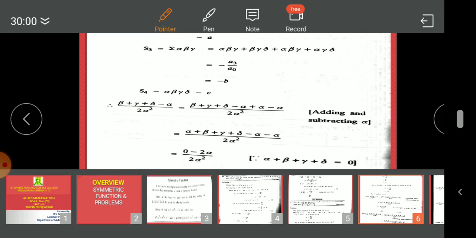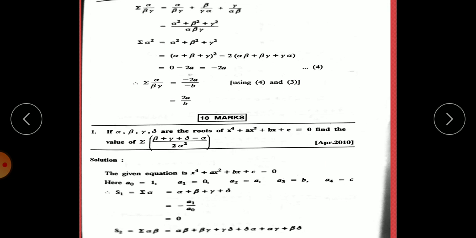So now we write the given term, that is, beta plus gamma plus delta minus alpha, divided by 2 alpha squared. Here we are adding and subtracting alpha for our convenience. So take these two terms to cancel, and what remains is alpha plus beta plus gamma plus delta, minus alpha minus alpha, since we are adding and subtracting. Since alpha plus beta plus gamma plus delta equals 0, the whole term is 0. So 0 minus 2 alpha, divided by 2 alpha squared, that is minus 1 by alpha.